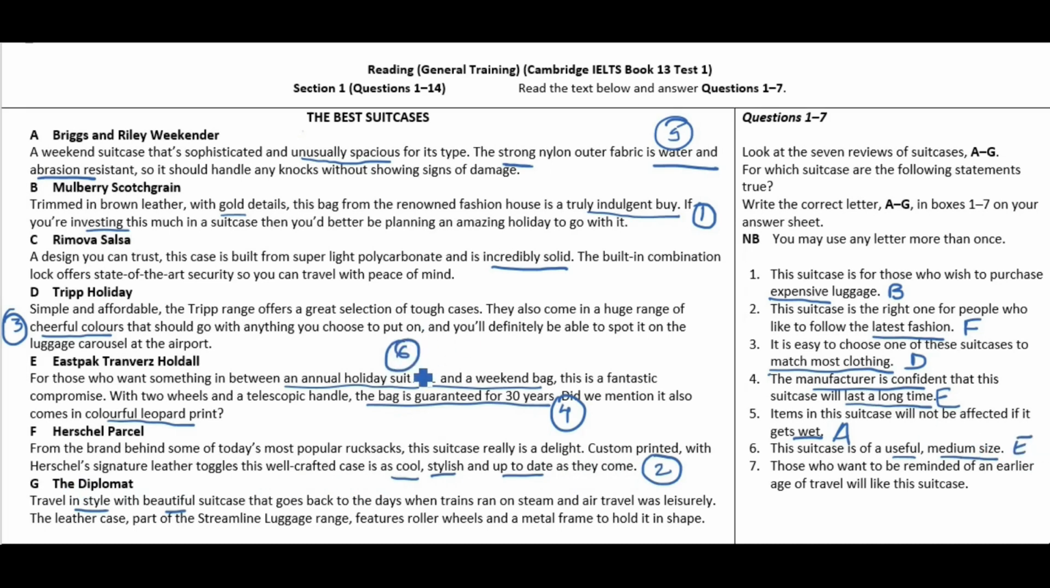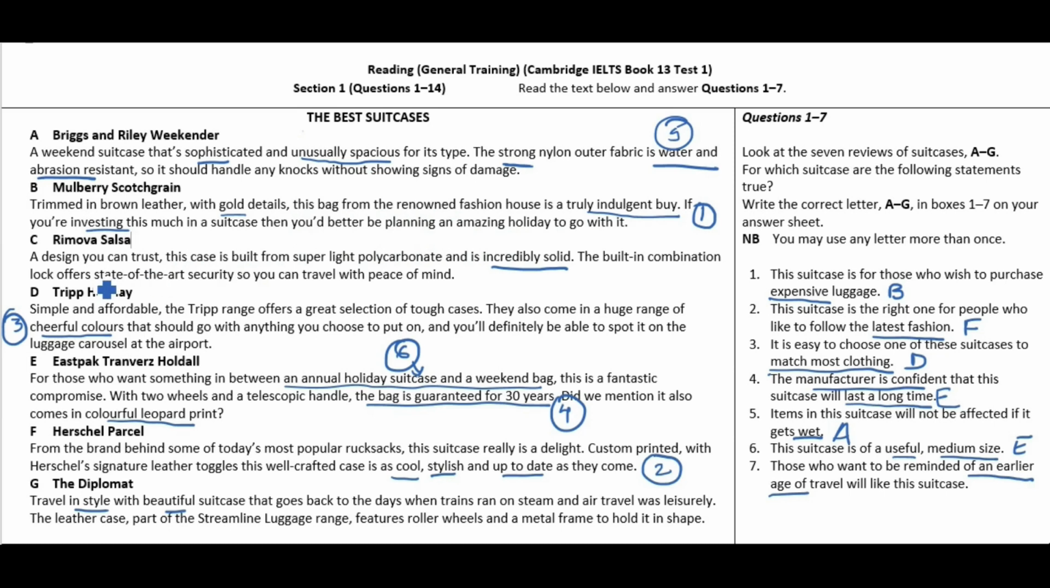Those who want to be reminded of an earlier age of travel will like this suitcase. Earlier age. Some kind of an old-fashioned design, some kind of a classic design maybe. Those are the kind of words we are looking for. Let's start scanning. A mentions sophisticated, but that doesn't exactly mean old-fashioned. B has no such mention, nor does C. D and E don't have any such mention either.